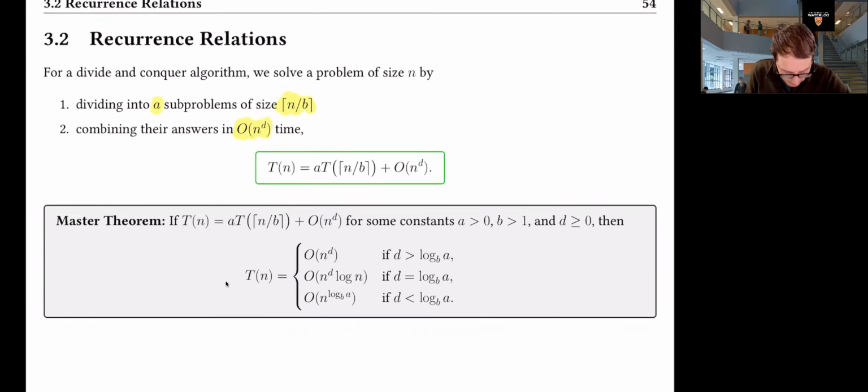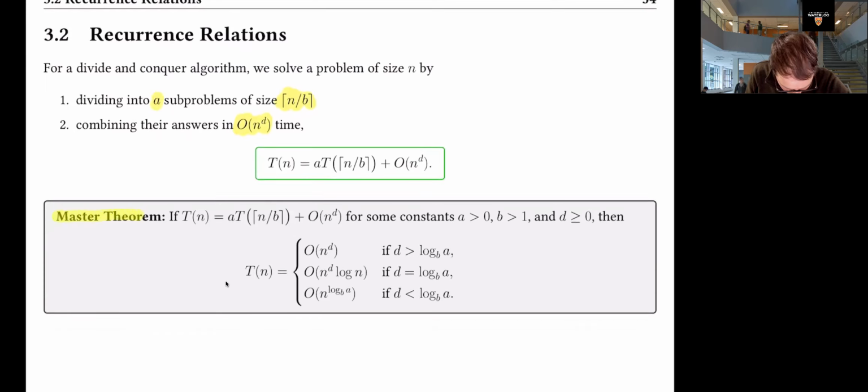And the master theorem tells us the solution to this recurrence relation. It says if we have these constants a, b, and d, then the overall runtime looks like one of the following. It's big O of n to the d if d is greater than log base b of a. It's n to the d log n if d is equal to log base b of a, and it's n to the power of log base b of a if d is less than log base b of a.